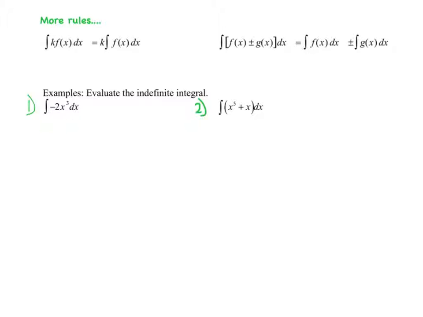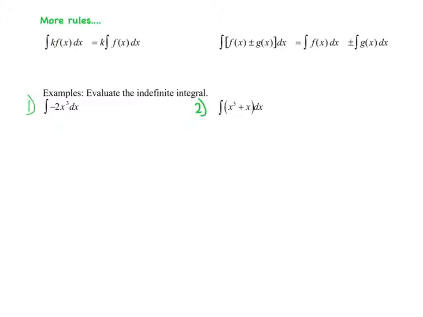Okay, a couple more rules for us to take a look at. The first one is the integral of k f of x dx. And you can see that it's equal to k times the integral of f of x dx. Now, don't confuse this with the first constant rule. This is when you have a constant times a function. For example, 2x squared. Okay? If you have something like that, you can pull the 2 out in front and just take the integral of the function in terms of x.